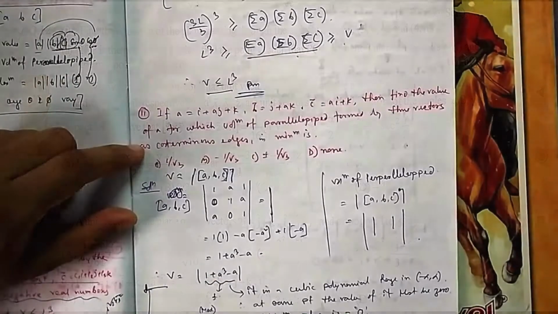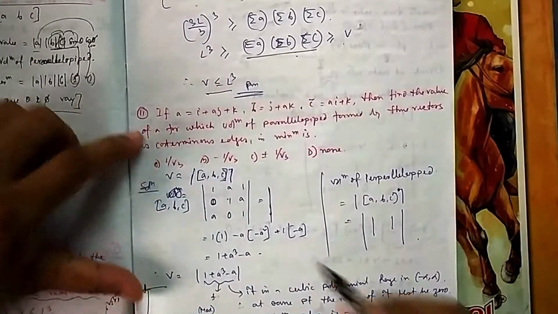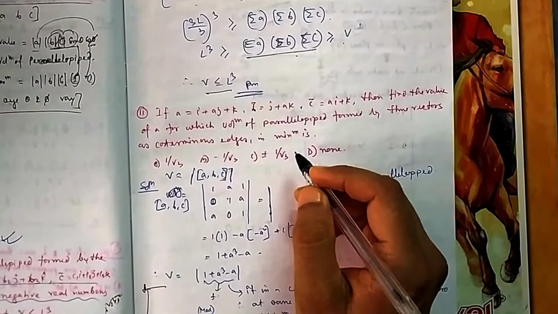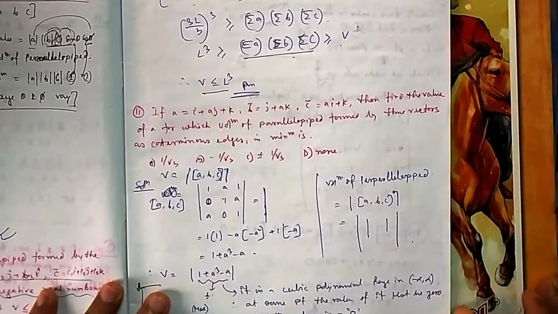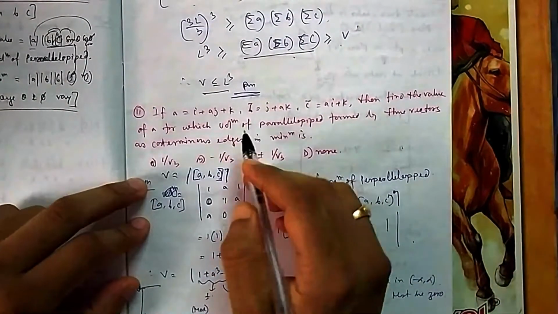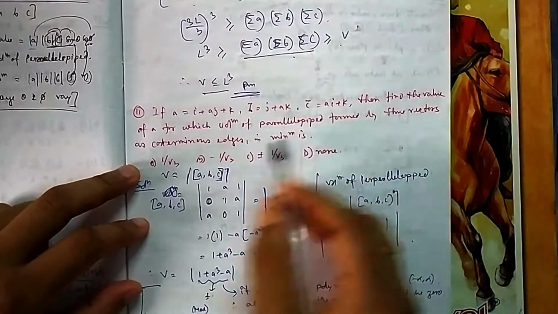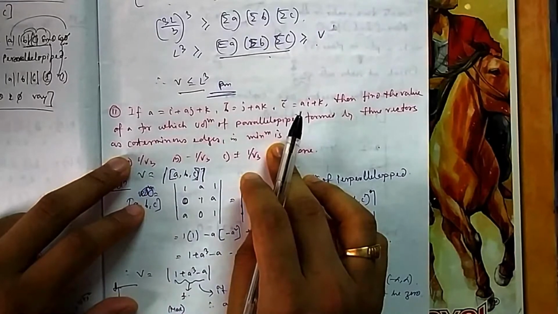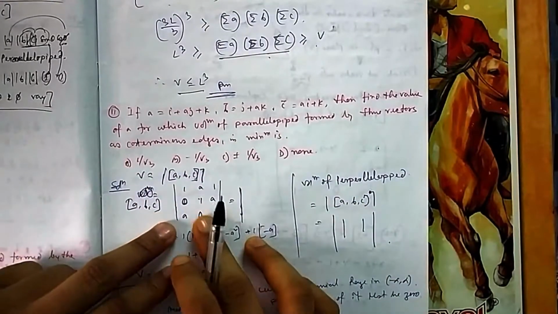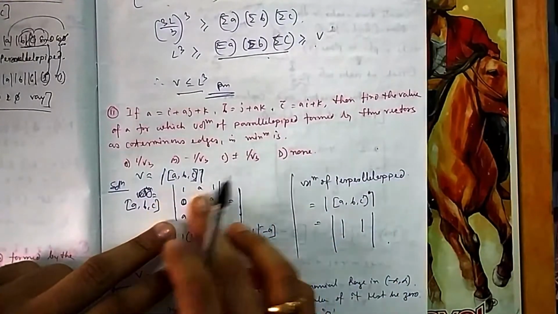Now if you come to question number 11, although it is something related to minimum, something related to differentiation, you can understand it easily. So that's why I thought let's go with this one. Let's not skip this one. A, B is given, C is given. Then find the value of A for which the volume of the parallelepiped formed by these co-terminal edges is minimum. So you find the box product ABC, the volume.